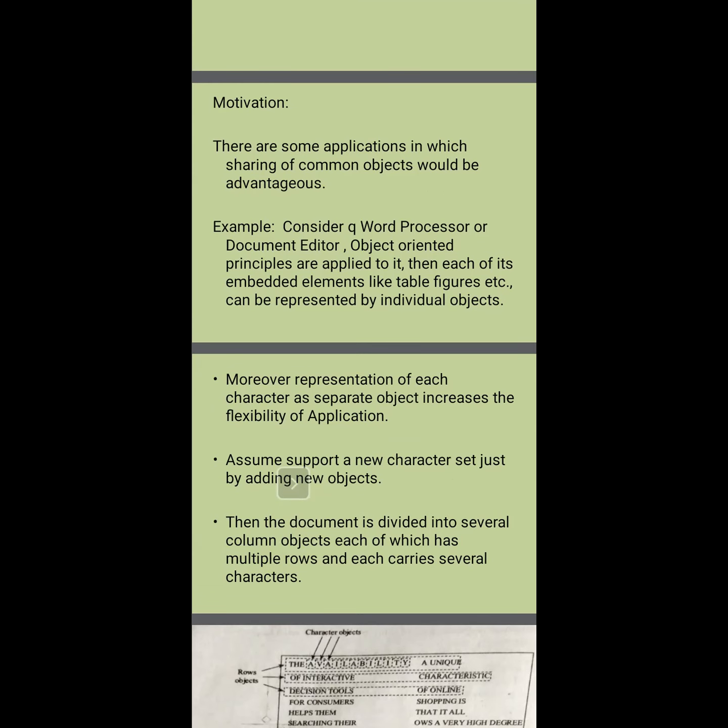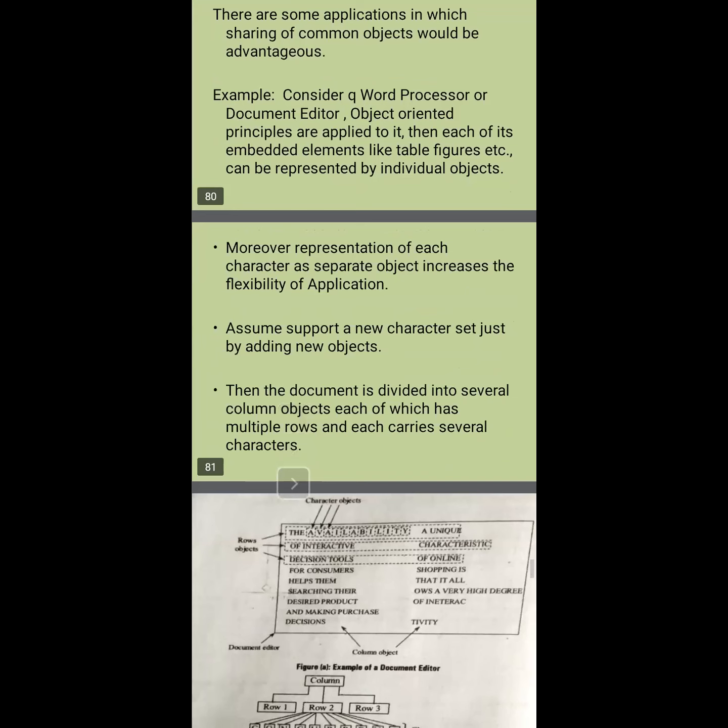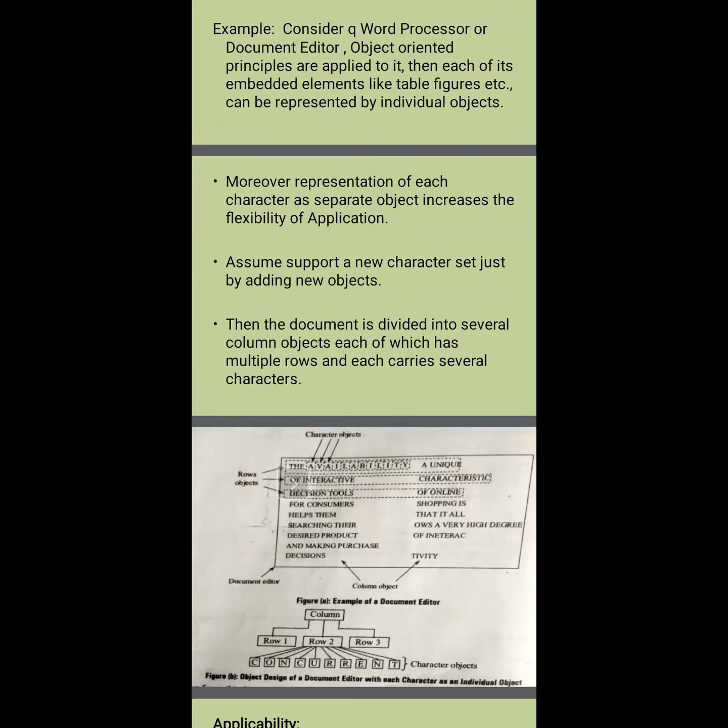There are some applications in which sharing of common objects would be advantageous. Example, consider a word processor or document editor. Object-oriented principles are applied to it. Then each of its embedded elements like tables, figures, etc. can be represented by individual objects. Moreover, representation of each character as a separate object increases the flexibility of the application. Assume we support a new character set just by adding new objects. Then the document is divided into several column objects, each of which has multiple rows and each carries several characters.